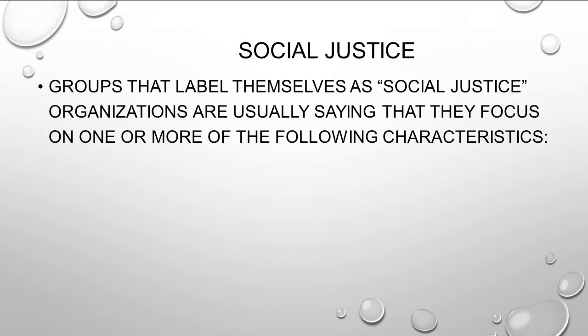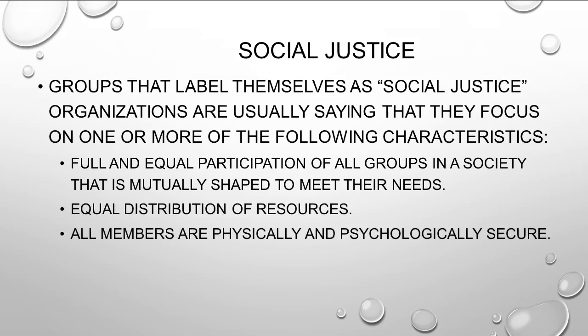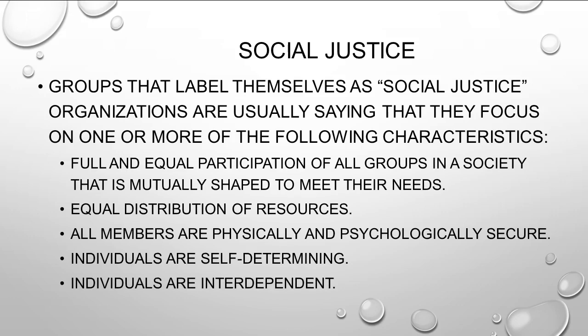And so social justice, when groups or people label themselves as social justice organizations, they're usually saying that they focus on one or more of the following characteristics. Full and equal participation of all groups in a society that is mutually shaped to meet their needs. Equal distribution of resources. That all members are physically and psychologically secure. Members mean members of a society or of a nation state. Individuals are self-determining, and individuals are interdependent. And what I want to do for this lecture is go through each one of these characteristics of social justice and give a little more explanation as to what they mean.